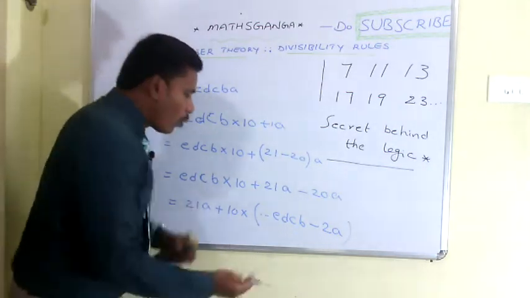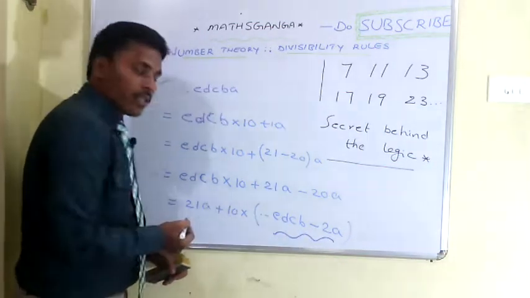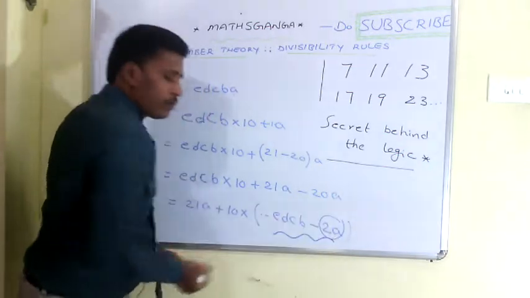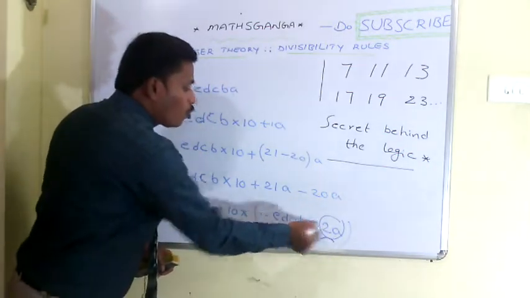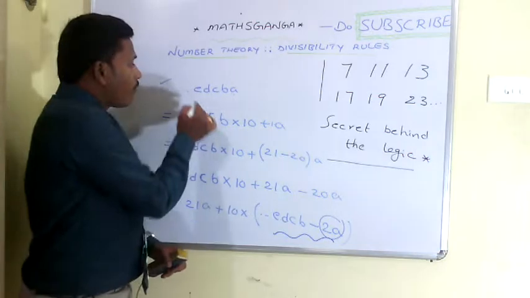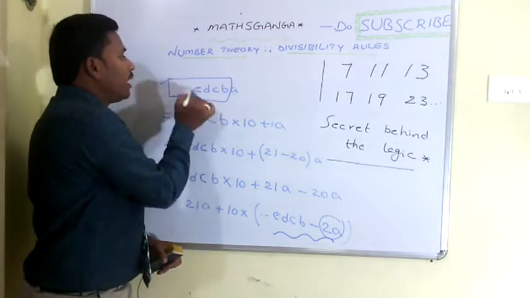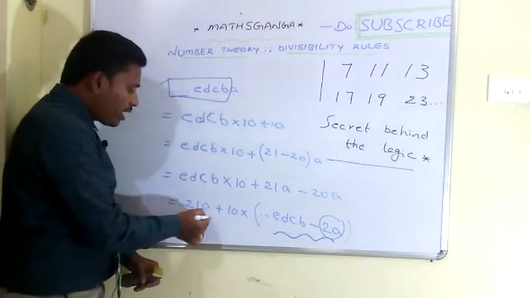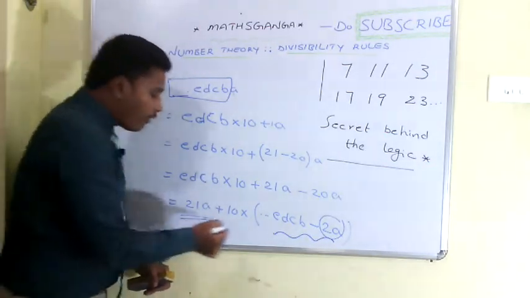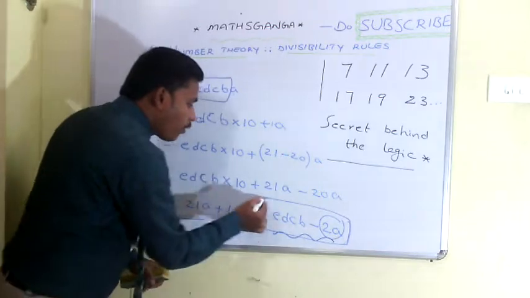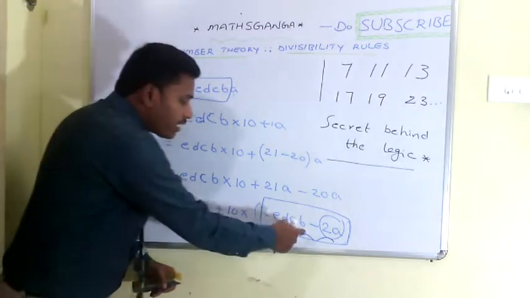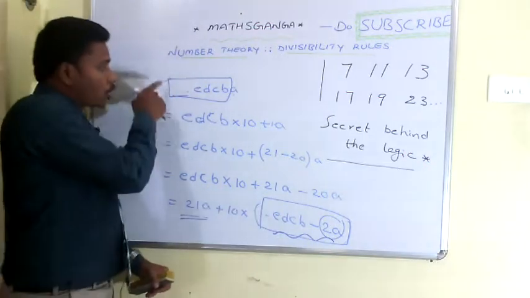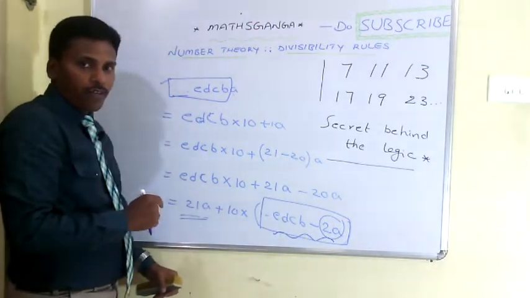If you observe, what is this? This is multiplying the units digit by 2, and we are subtracting that 2 times the units digit from the remaining number E, D, C, B. See, this 21A is a multiple of 7, and we don't know whether the other part is a multiple of 7 or not. If it is a multiple of 7, the total summation is a multiple of 7, so the given number is also a multiple of 7.